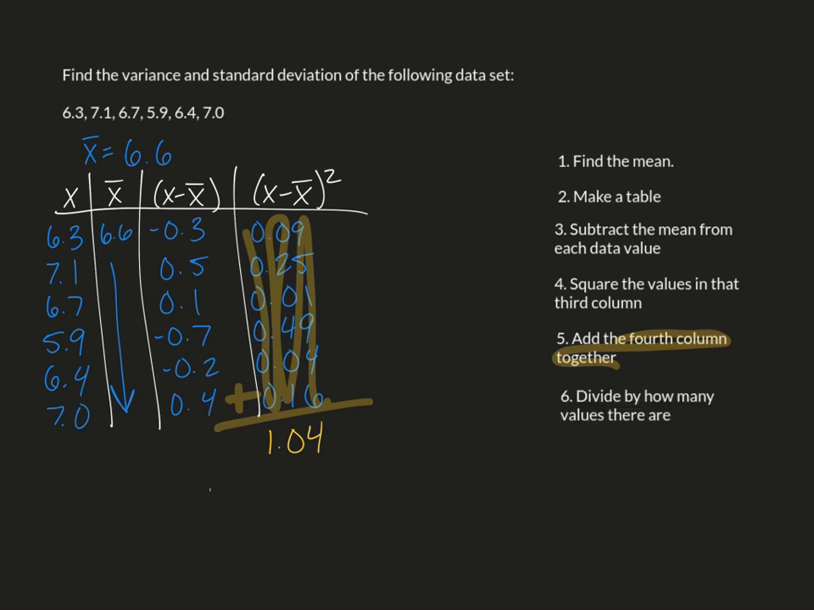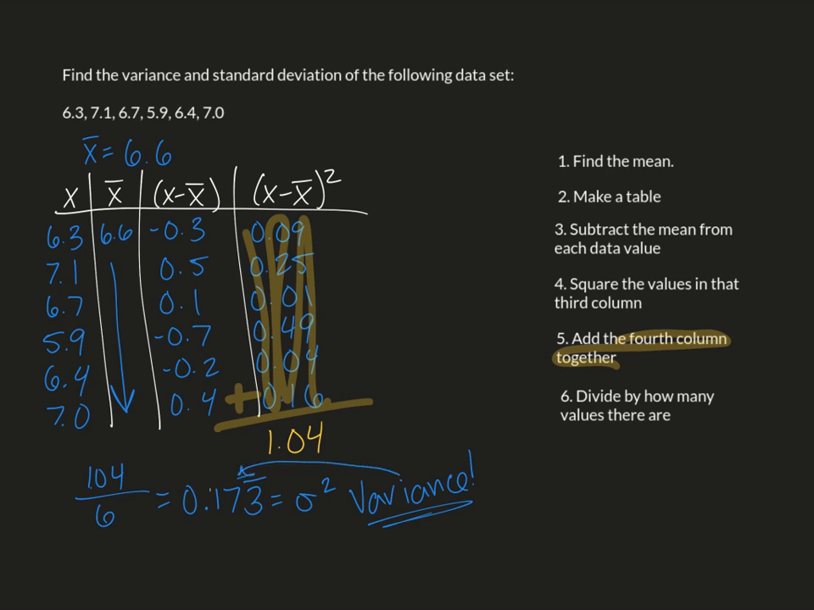The sixth thing we need to do now is divide that by how many values there are. So in this set of data, we had 6 values. So I'm going to take 1.04 and divide by 6. When I do that, I get 0.173, and that 3 is recurring. What we have actually found, we call it sigma squared, and this is also called the variance. So you have to do all of this in order to find the variance.